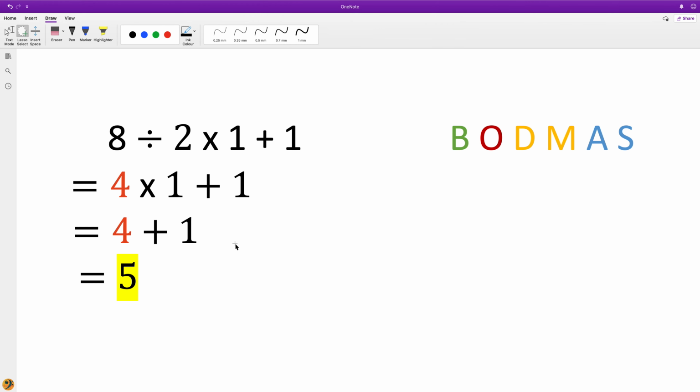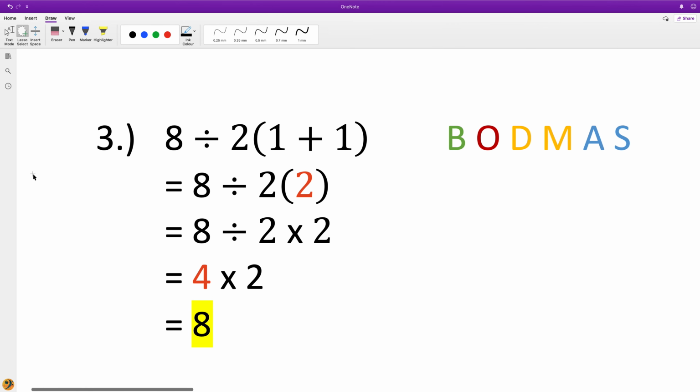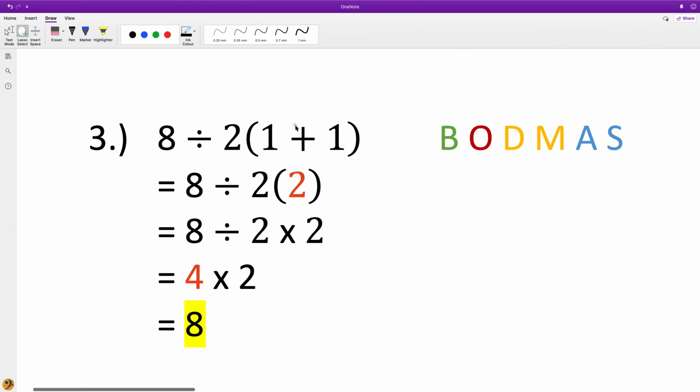All right, so it does make a big difference whether you have brackets or you don't have brackets, and the order in which you work these out. So without the brackets, we got an answer of 5. But back over here, it was the same numbers, same everything, except we had the brackets here and we got an answer of 8. So it does matter how you do it.